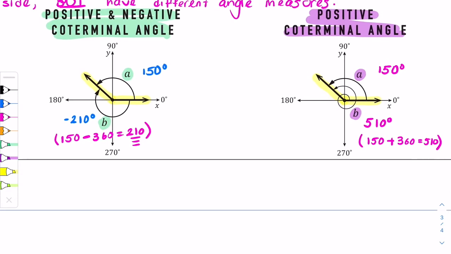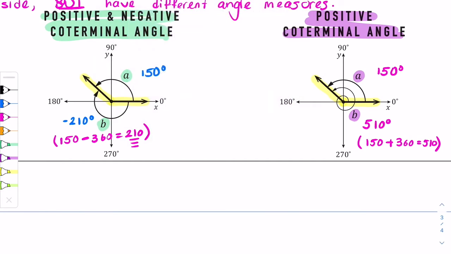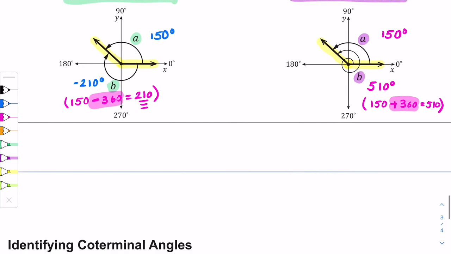If we compare my two examples here, you can see that the first one, the positive and negative coterminal angle, I subtracted 360. And for the two positive coterminal angles, I added 360. So that's the pattern that you can find. One full rotation is 360, or 2 pi if you're looking at it in radians. So to find coterminal angles, add or subtract a full rotation, meaning add or subtract 360 in degrees, or 2 pi if it's in radians.